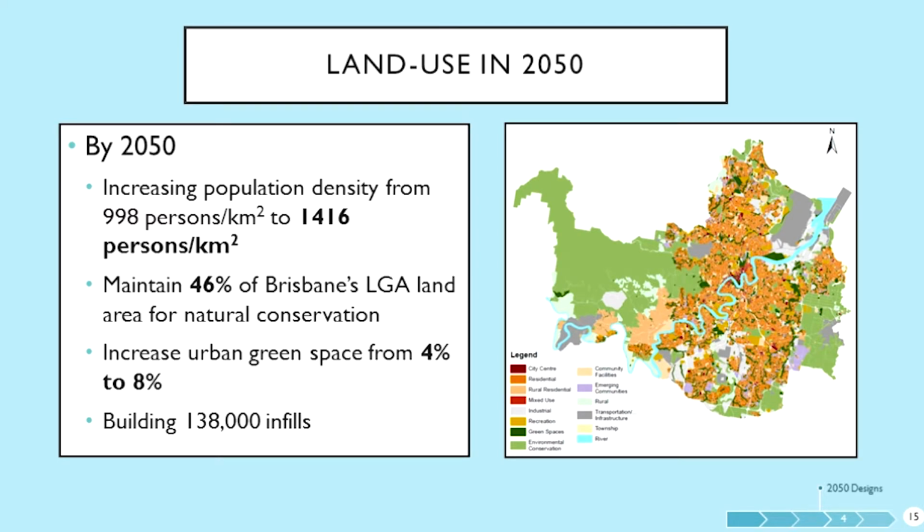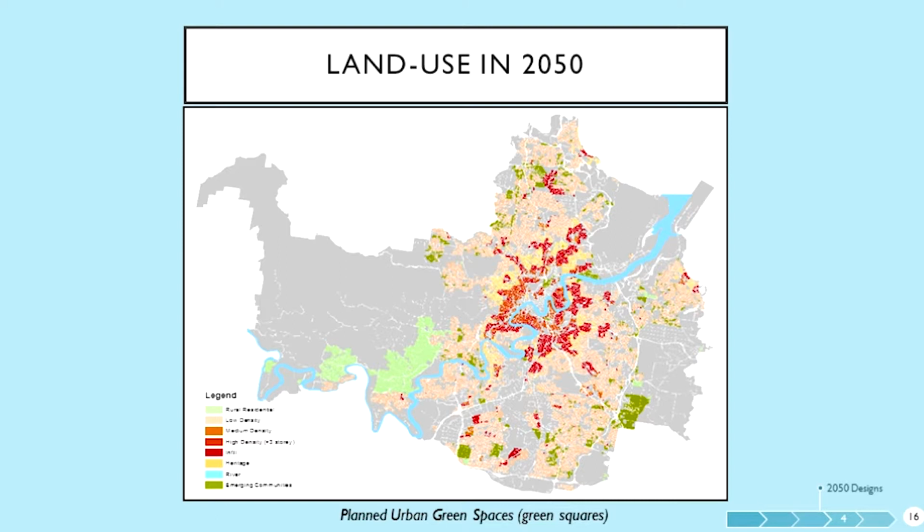In addition, we want to increase urban green space from 4% to 8%, and as I mentioned earlier, build more infills in the area. So right here is a map of the 2017 land uses in Brisbane. We're really going to try to be building more of the infills around the center of the city, as you can see here. This is showing you the breakdown of the types of dwellings. The lighter colors show the low density neighborhoods, and the darker colors show obviously the higher density.